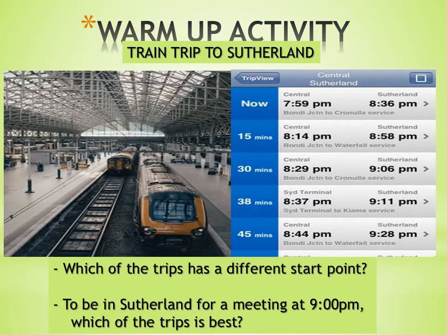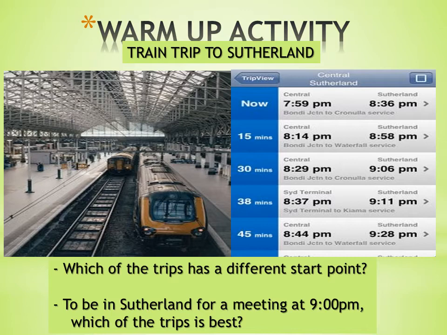Now let's try this warm-up activity. Okay, this is a train trip to Sutherland. And you're going to find out two things for me from this train trip. Of course, from the timetable on the right hand side, you can see the timetable of the train trips. So you have an option to pick between different trains. There's train 1, that one leaves now. Train 2 in 15 minutes, train 3 in 30 minutes, train 4 in 38 minutes, and train 5 in 45 minutes. So this can help you to choose the best time to leave.